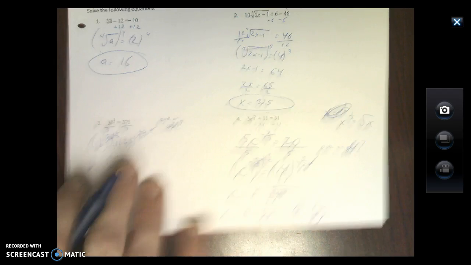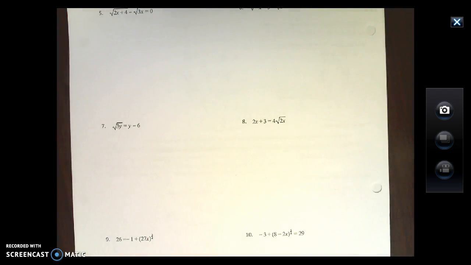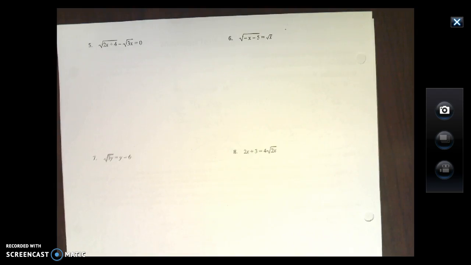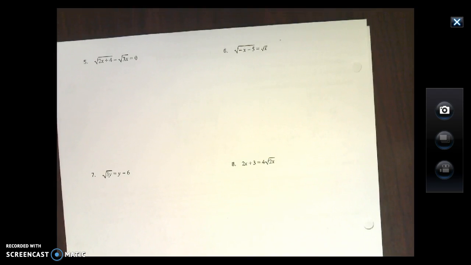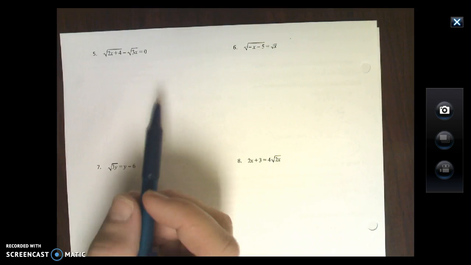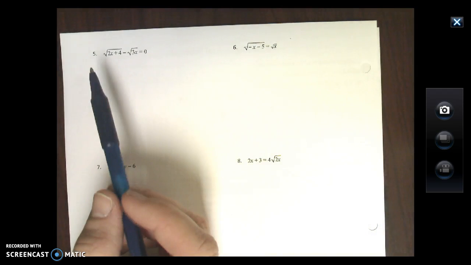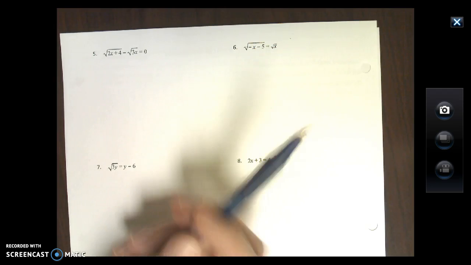Okay? Alright, on to the back. Doing good. Bunch of problems here. We'll see how many we get done. Okay? I'll try maybe to break this up into 2 videos. But, alright. Number 5. Square root of 2x plus 4 minus square root of 3x equals 0.